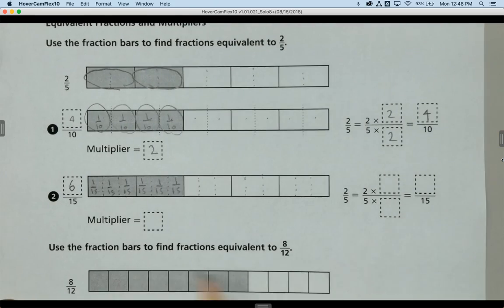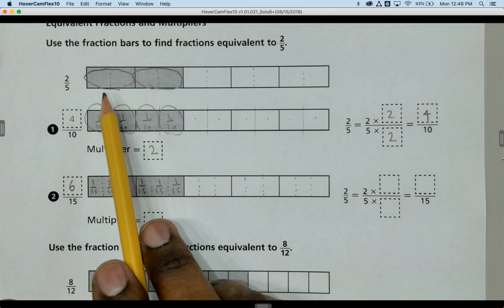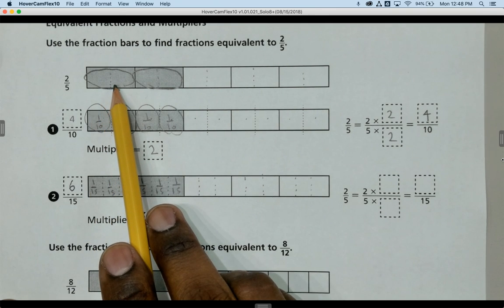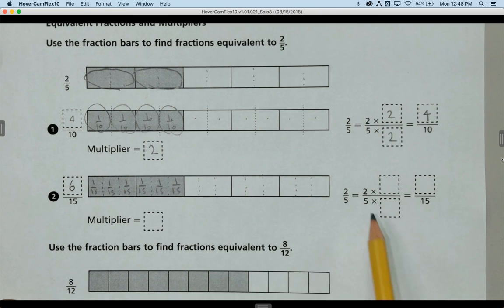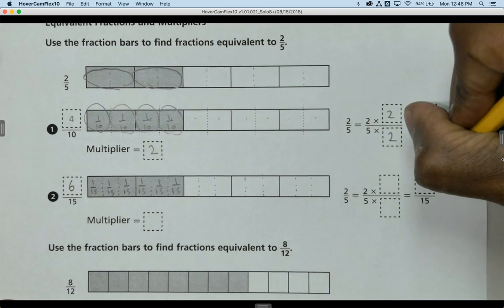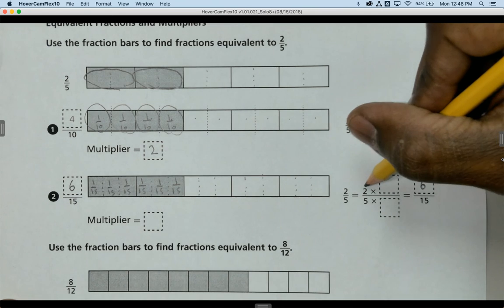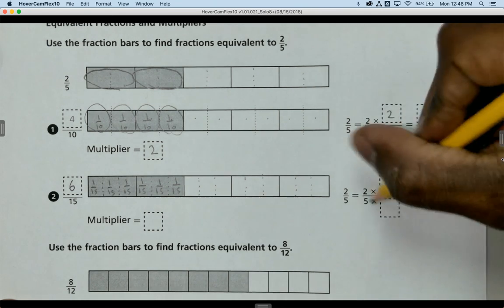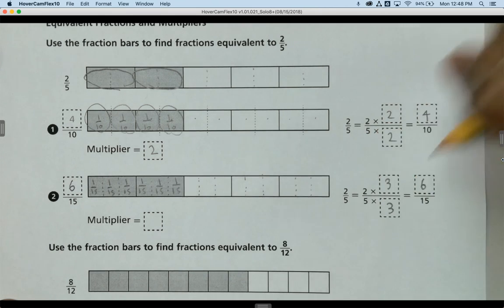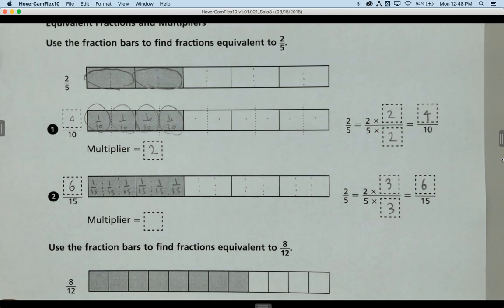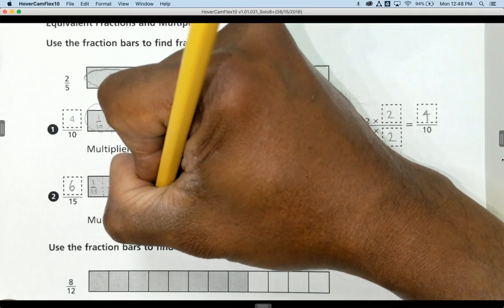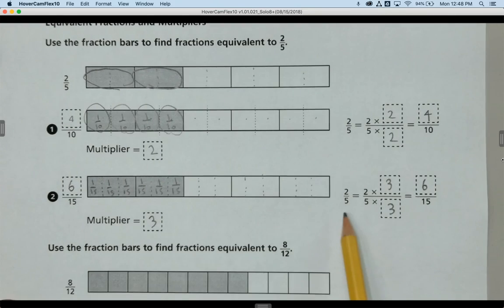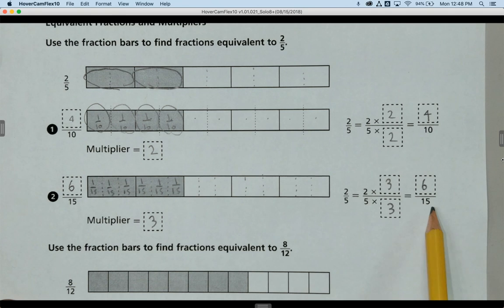Connect this back to the original 2/5. What I do to the top, I must do to the bottom. In this case, to go from 2 to 6, I needed to multiply my numerator by 3. Must do the same to the denominator to show that when I use a multiplier of 3 to my original fraction of 2/5, 2/5 is equivalent to 6/15.